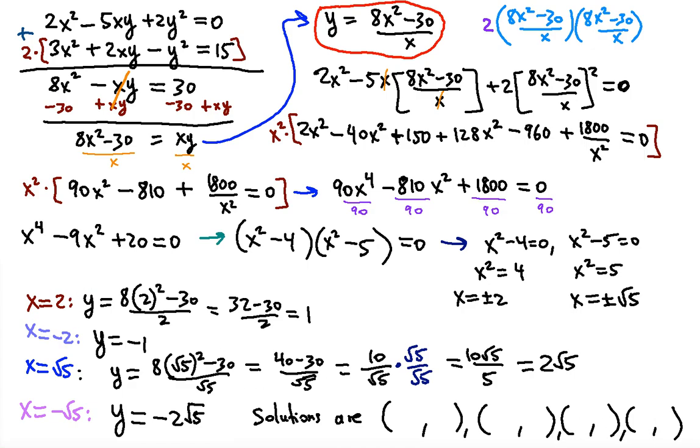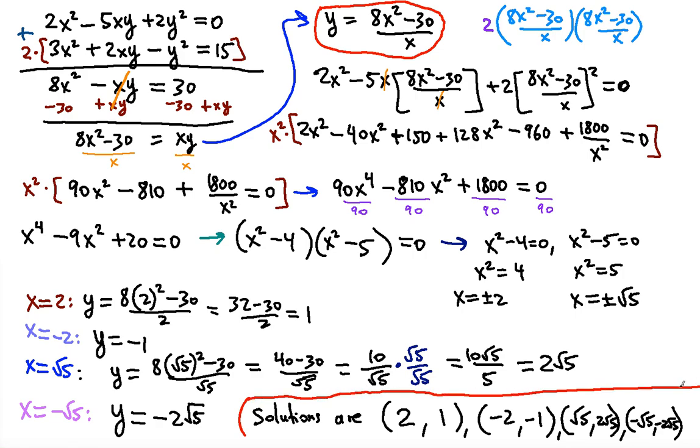So what are they? Let's list them. So we have 2 and 1, we have -2 and -1, sorry, for the y. Radical 5 and 2 radical 5. And minus radical 5 and -2 radical 5. Okay? So these are the respective solutions for the complicated system of nonlinear equations example that you've seen here.